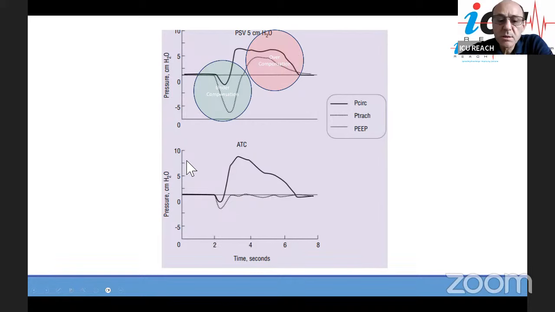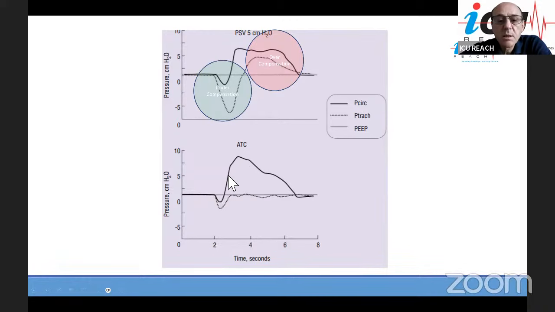Now compare this to the bottom graph here. So here we have ATC on, and ATC is just pressure support, but it is variable pressure support. And the level is not determined by you. It is determined by the machine. And how does the machine determine that pressure? It will measure the flow. And because you're giving the machine the size of the ET tube and what type of artificial airway you're using, whether ET tube or trach, and then the size of the trach versus the ET tube, the machine will be able to calculate the pressure.